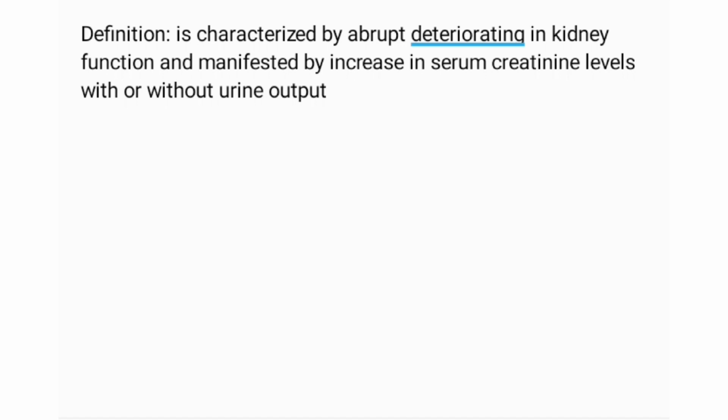Before we go to that, the other way you can define AKI is as a rapid decrease in glomerular filtration that results in abnormal fluid and electrolyte balance and azotemia. Azotemia is just an increase in waste nitrogen and creatinine. You also have to know that the AKI diagnosis usually has to do with an increase in serum creatinine, which increases abruptly.